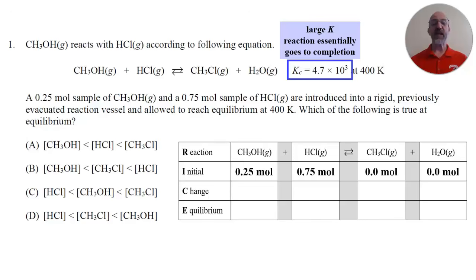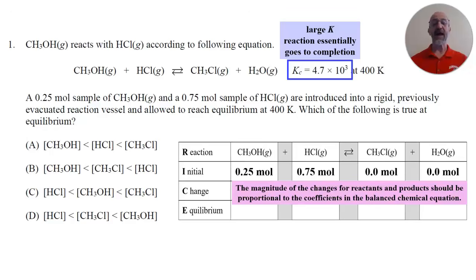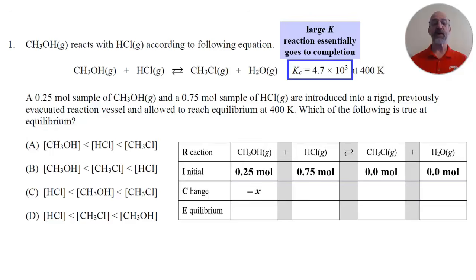Now, with respect to the change row of the rice table, first, I will fill in the change row of the rice table in terms of x. And remember that the magnitude of the changes, whether that's minus or plus, should be in proportion to the coefficients in the balanced chemical equation. But you will notice that all of the coefficients are 1 in this balanced equation. So then the change will either be minus x for each of the reactants or plus x for each of the products. Again, that's because all of the coefficients are 1. That's why it's x as opposed to 2x or 3x or things like that.